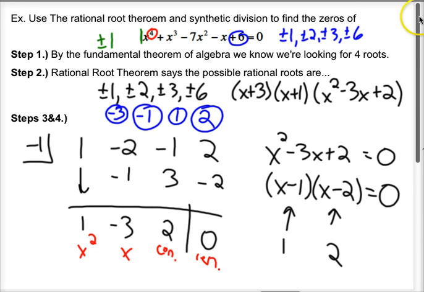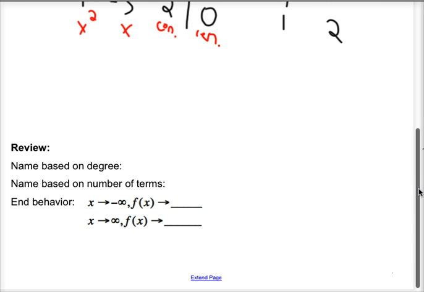And I'm sorry, I actually just realized I left a little bit on the bottom for us to discuss, just to review. So, name based on degree. This is something we should be able to do of any polynomial now. This is a quartic function. Name based on number of terms. Well, it's a polynomial of 5 terms. Remember, once you get above 3, there's no special name anymore.